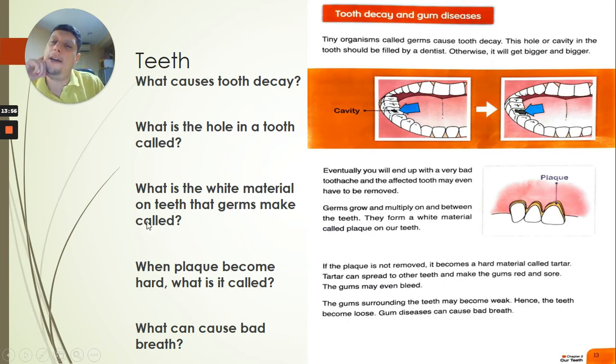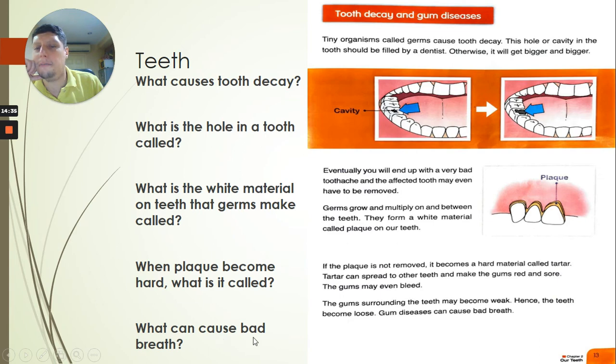What is the white material on teeth that germs make called? The white material that germs make is called plaque. When plaque becomes hard, what is it called? Can you remember? After plaque, when it becomes hard, what is it called? Tartar. It becomes a hard material called tartar. So try to remember that.